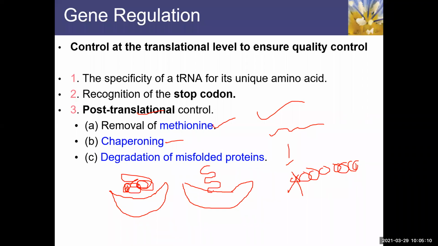God forbid if there's any problem with chaperoning, a misfolded protein can lead to various diseases. If you remember, I gave you an example that day. Does anyone remember which example I gave you when I was teaching proteins, when we have a misfolded protein?